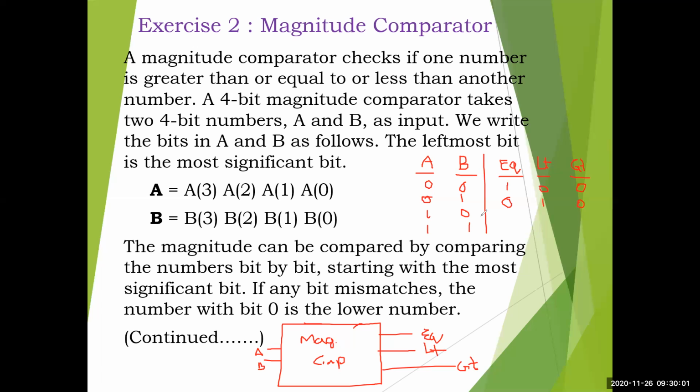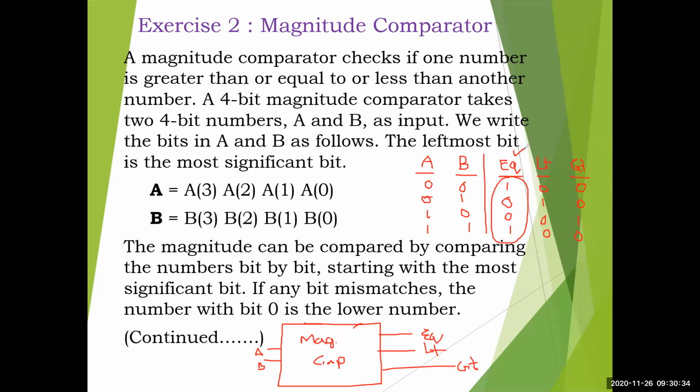Then 1 0. A is greater than B, so greater than is 1 and the other two will be 0. Then 1 1, again equal, so equal will be 1 and the other two are 0. Now if you write the expression for this: equal is 1 for 0 0 and 1 1, which is nothing but an XNOR function, A bar B bar plus AB. A XNOR B is the output for equal.